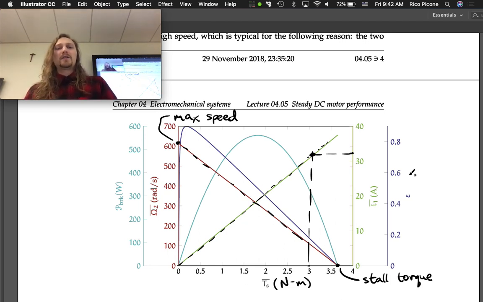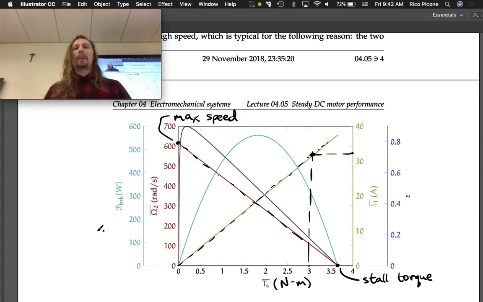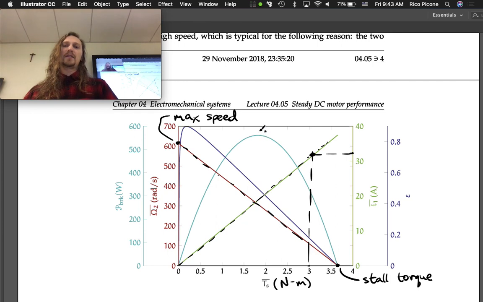Okay, and now we get into the other two curves, which gets kind of interesting. So the braking power is in watts, and remember that the braking power is the product of the angular velocity of the motor, so the output shaft angular velocity, and the torque that's delivered to the load. So it's the product of omega 2 and the torque. So it's effectively a parabola here, and it has a peak that happens at half of the stall torque.